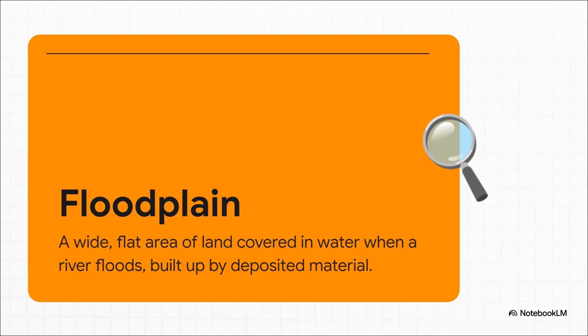The biggest thing you'll see here is the floodplain. That's the super wide, flat area of land on either side of the river. This really fertile ground is built up over hundreds of years, layer by tiny layer, from all the fine mud and silt that the river drops every single time it floods.